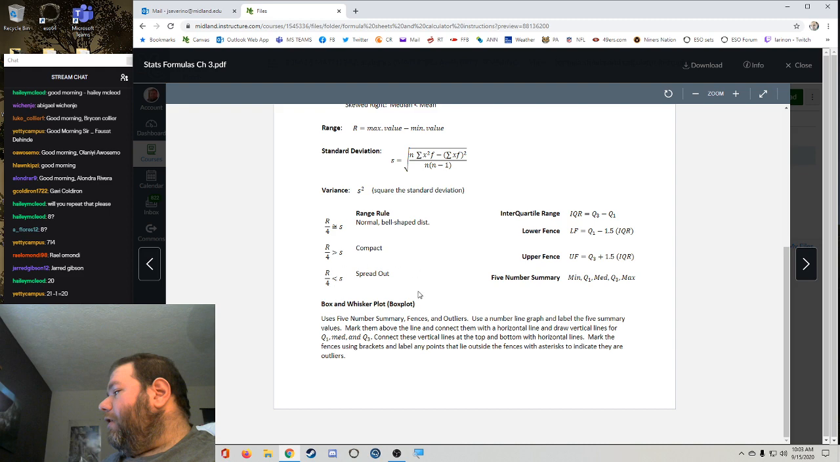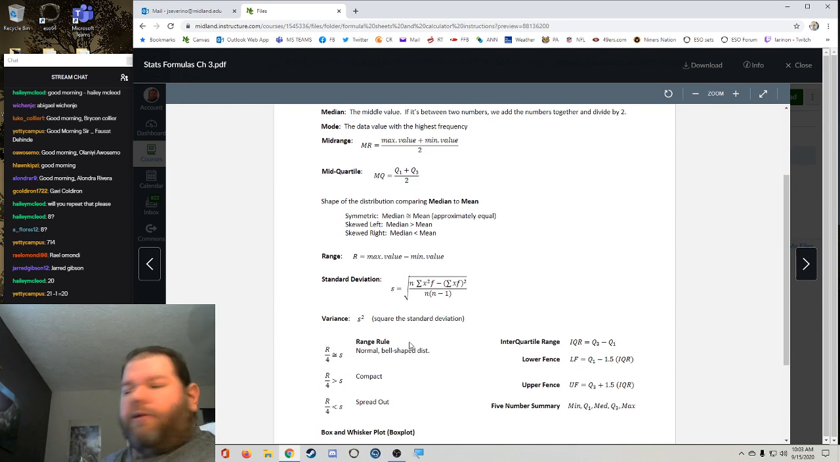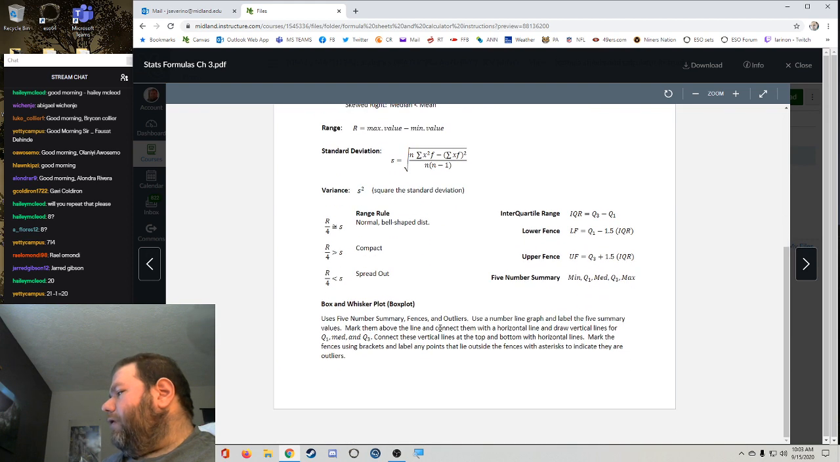And again, I will actually provide you this whole sheet. This will be provided for the test, so you don't have to memorize any of this stuff I put on here. This is all the different formulas that we've talked about. The other stuff here will come from sections 4 and 5. Anyway, our range rule helps us determine how we decide if it's compact or spread out.